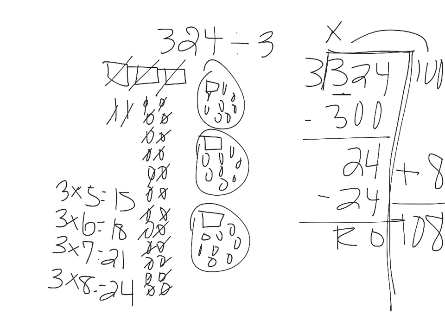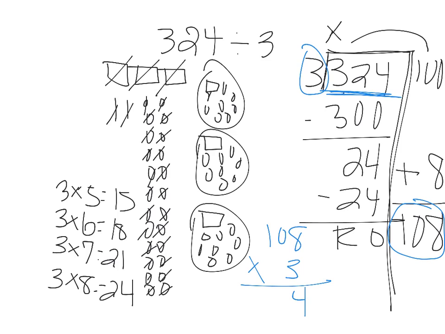So I'm running out of room here. I'm going to squeeze it in over here. I'm going to do 108 times 3. So when we're checking our work, we take our quotient and we multiply it by our divisor. And that should give us our dividend. So let's check and see. 3 times 8 is 24. So I put my 4. Bring up my 2. 3 times 0 is 0. Plus 2 is 2. And 3 times 1 is 3. And I got my answer. So I am correct.